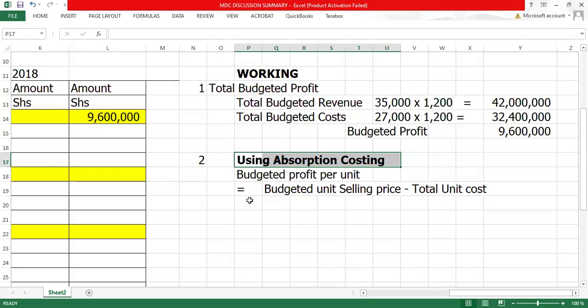So what is your budgeted unit selling price? One dress, what is the budgeted selling price? We saw that it is 35,000. Then minus what was our budgeted unit cost, the standard cost? It was 27,000.